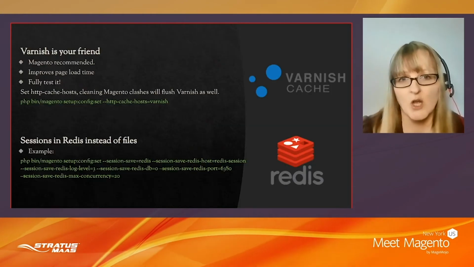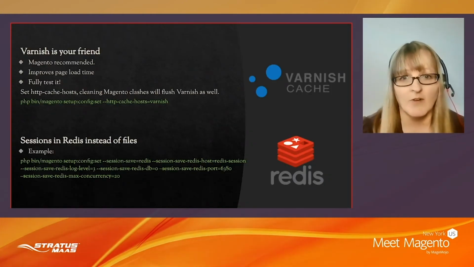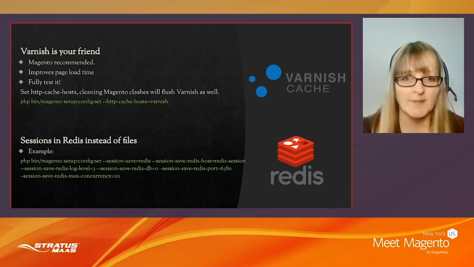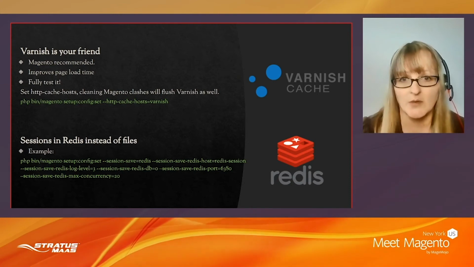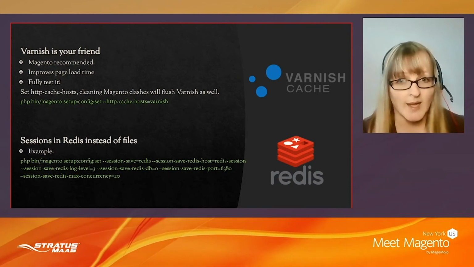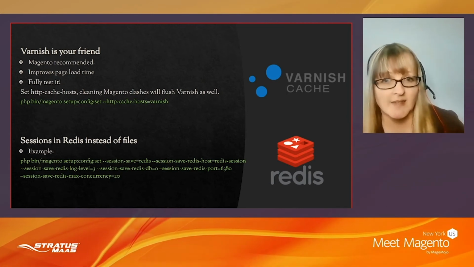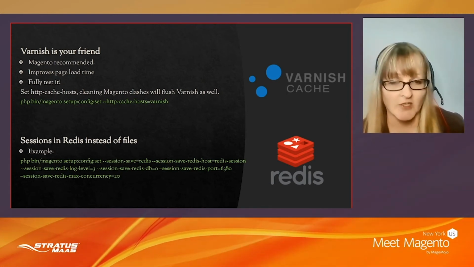Magento strongly recommends that Varnish is used in production. Varnish improves page load time and concurrency by reducing the number of requests that must be filled by Magento. You should fully test your store with Varnish enabled before go live. In addition, if you set HTTP cache hosts, cleaning Magento caches will flush Varnish as well.